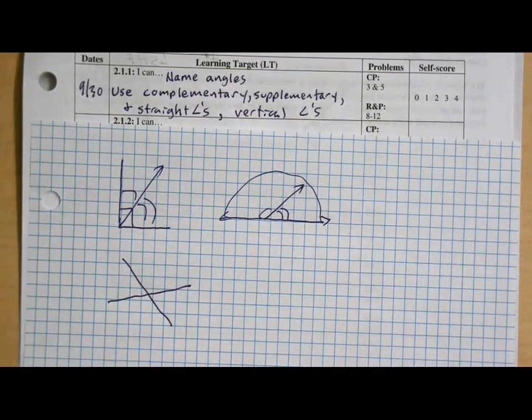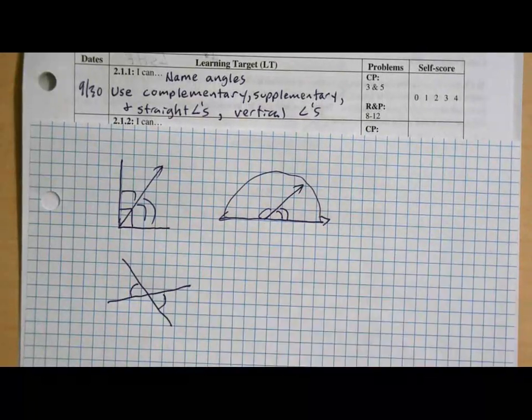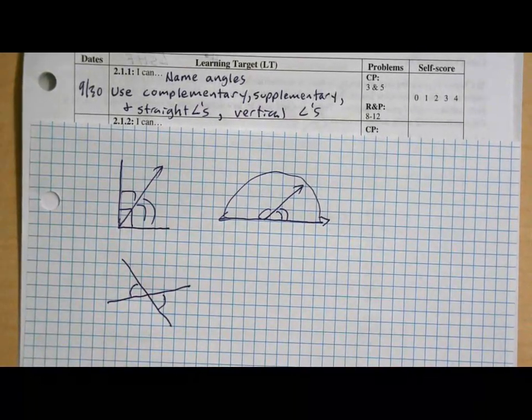Thank you. You have two straight lines crossing one another, and they're always angles that are across from one another. This angle and this angle would be vertical angles. And what's special about vertical angles? Always, 100% of the time, they're equal to each other.